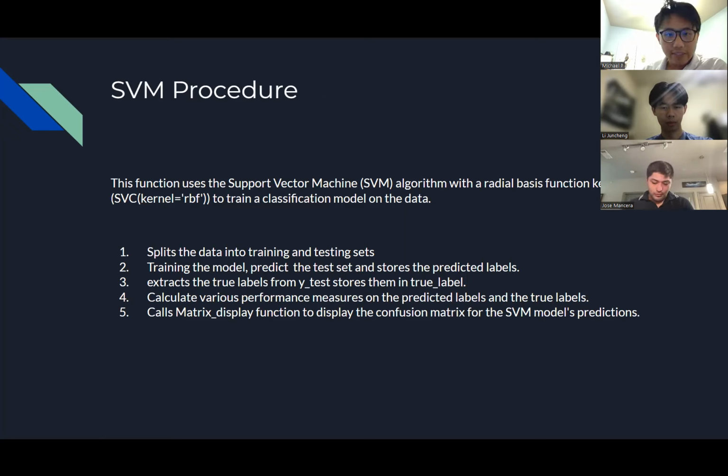And then, jumping to the next step, we calculate all the measures for the predicted labels and the true labels. Last but not least, we call a matrix display, which displays all the graphics showing how the accuracy goes and how the support vector machine model predicts. We're going to show the graphic in a little bit. Edison Juncheng is going to take over and show you how the results look.